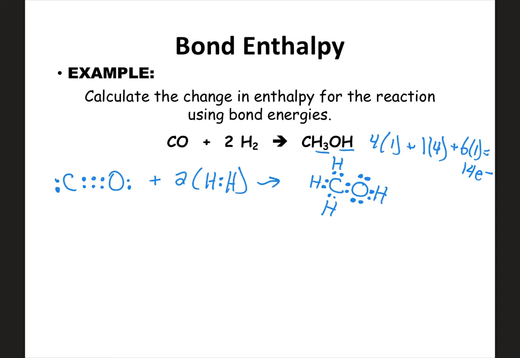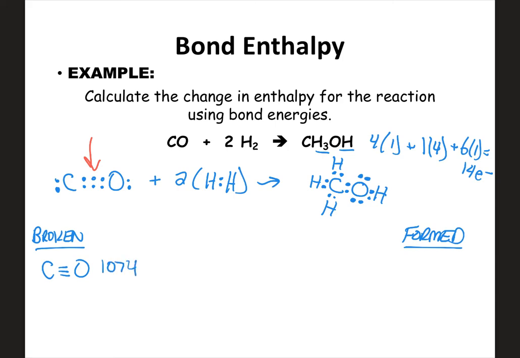All right, so now I'm ready to do my broken and formed. Remember, we always break on the left side, on the reactant side. So I'll start making my list here of broken, and I'll make my formed list on the product side. The first bond that I see here on the left side that I need to break is this C triple bond O. There's just one of them. When I look that value up, it's going to be 1,074.